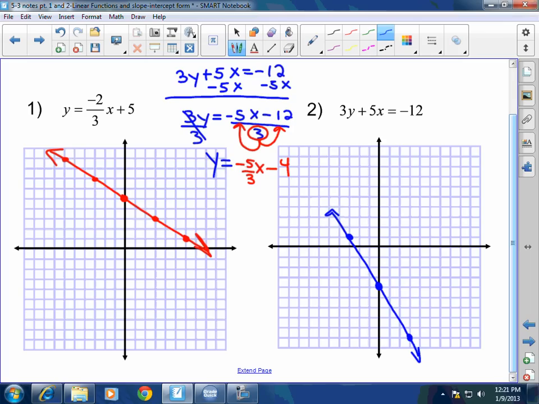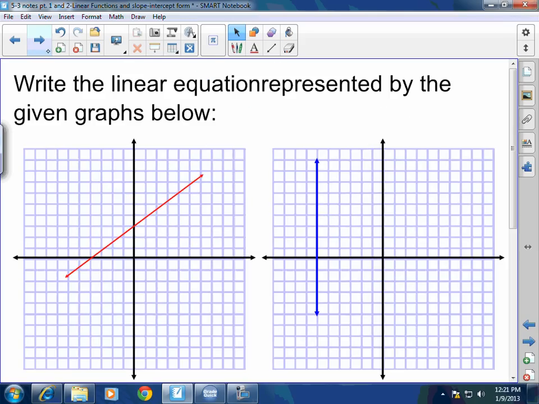Okay. Last skill. This is taking the equation and graphing it, right? Now I'm going to show you guys how to look at a graph and get the equation. For example, number 1 here. This is so easy if you remember the following. Y equals mx plus b.